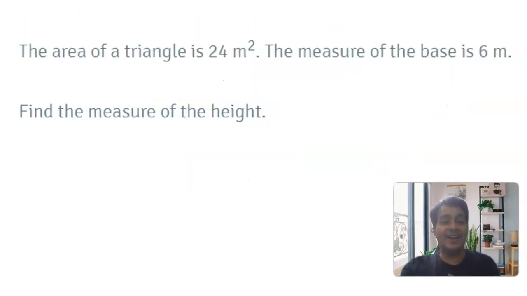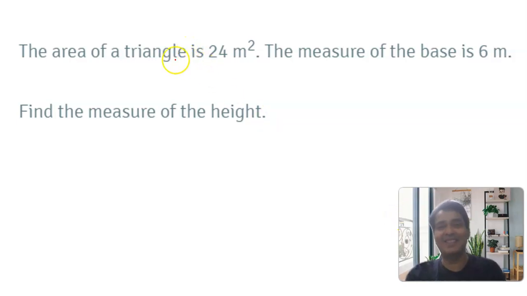Oh no, now it's a tricky question. The area is given to you. The area of a triangle is 24 meters square. The measure of the base is given, 6. Now they are asking you to find the measure of the height. Again, similar concept to what we did for a parallelogram.